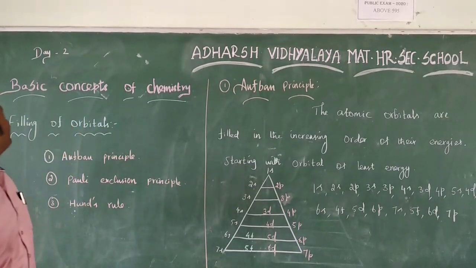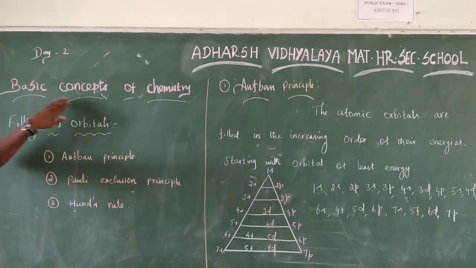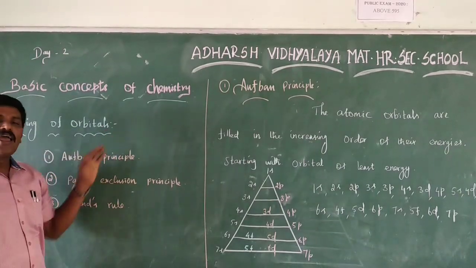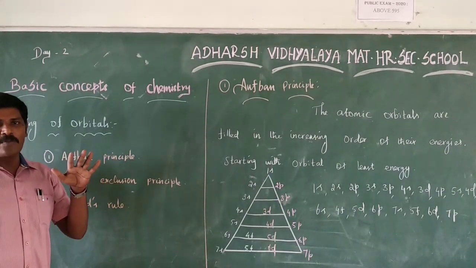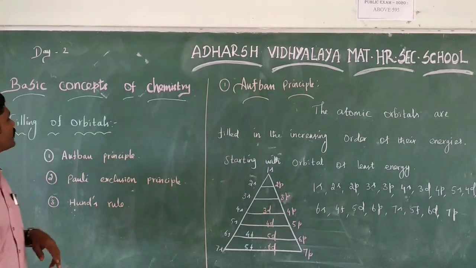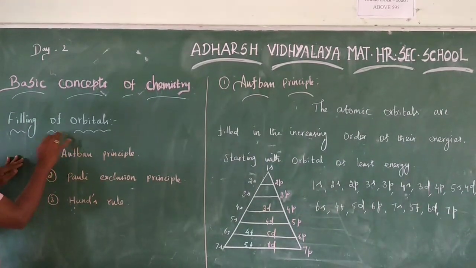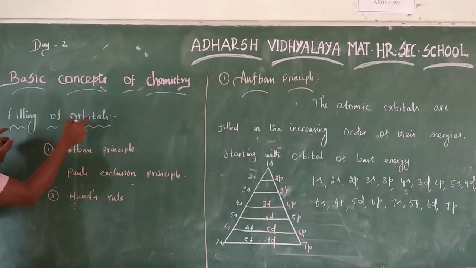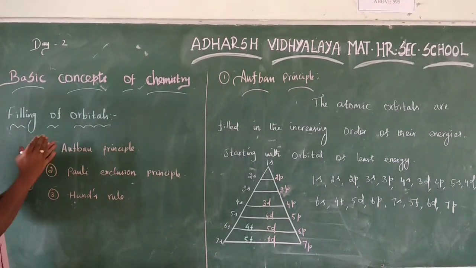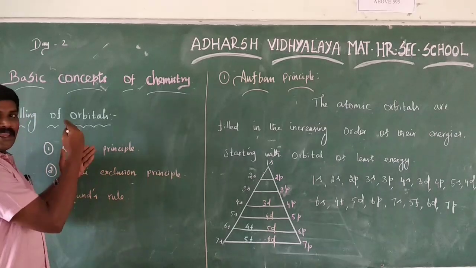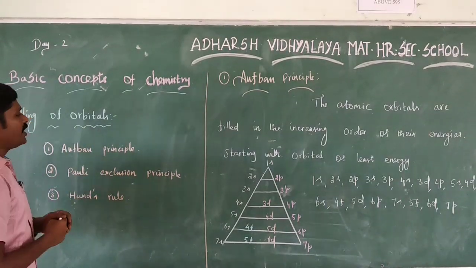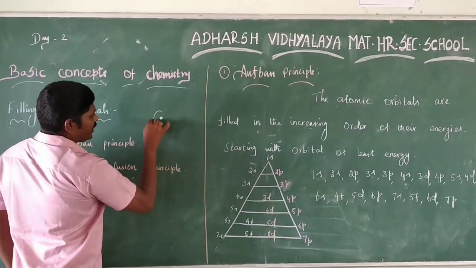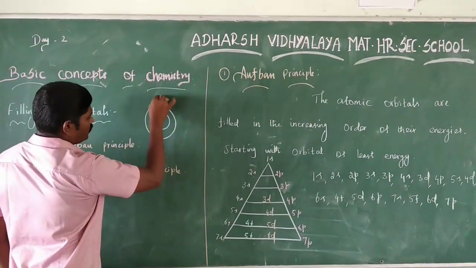Let's start the topic basic concepts of chemistry. The previous class discussed elements and orbitals. Today we discuss the filling of orbitals: how electrons fill in the orbitals. In an atom, the electron revolves around the nucleus.